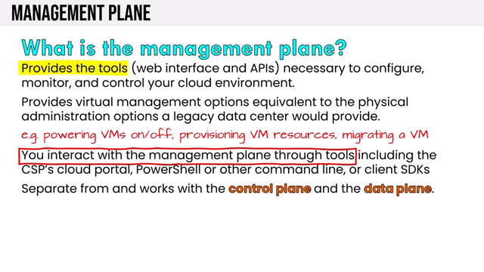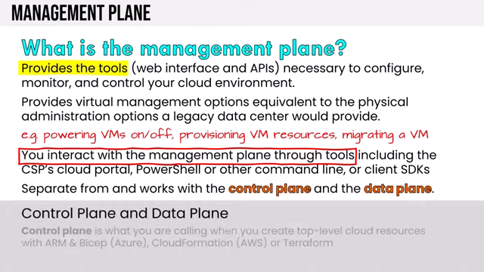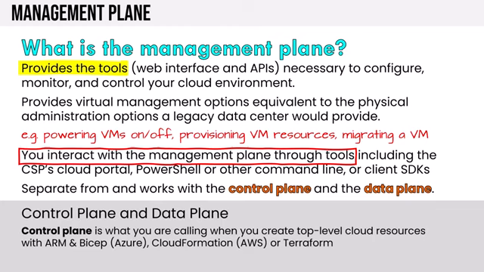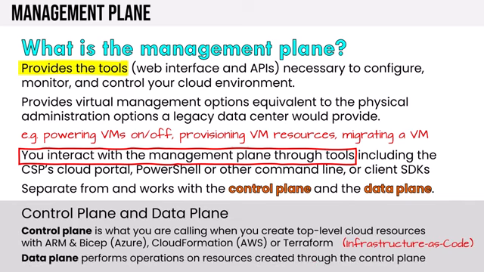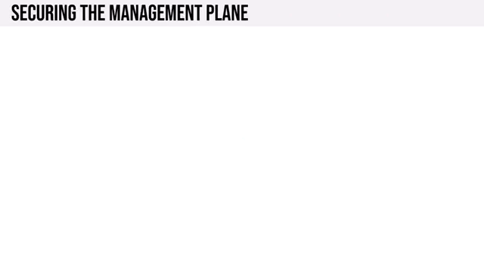So let's talk about these two for just a moment. The control plane is what you're calling when you create top-level cloud resources, such as with ARM or Bicep in Azure, CloudFormation in AWS, or even Terraform. Infrastructure as code is what I'm talking about here. And the data plane performs operations on resources created through that control plane. Essentially, management plane control equals environment control. So let's talk about securing the management plane.